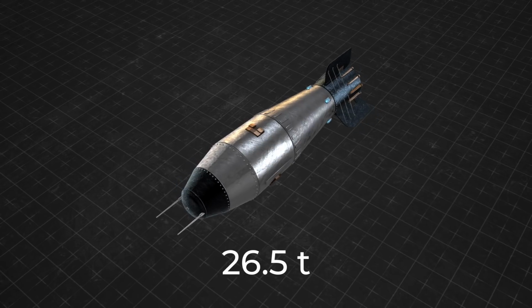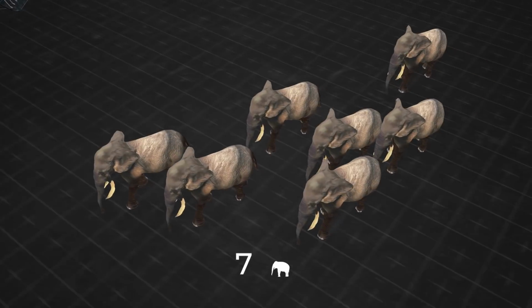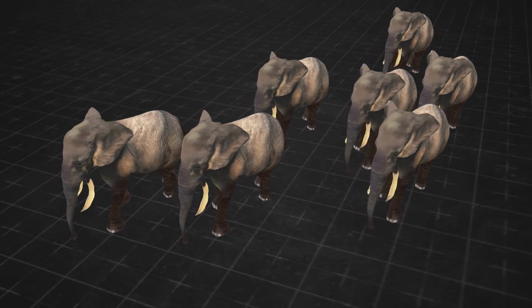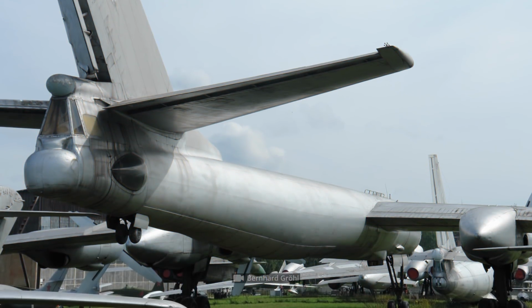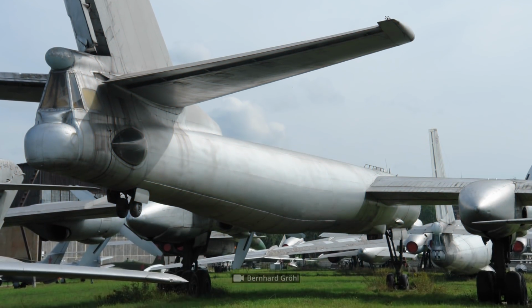The nuclear mushroom cloud rose to a height of 67 kilometers that day. At the same time, the Tsar Bomba weighed 26.5 tons. That's like 7 adult African elephants. To deploy the bomb, it was necessary to modify a military aircraft.